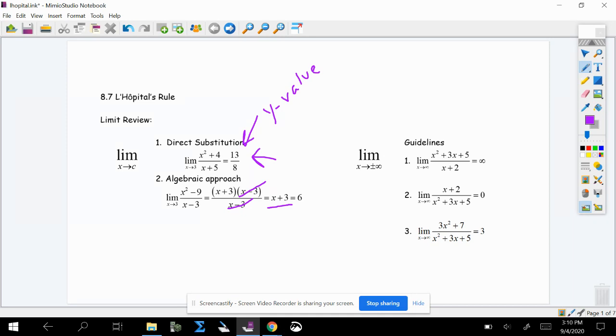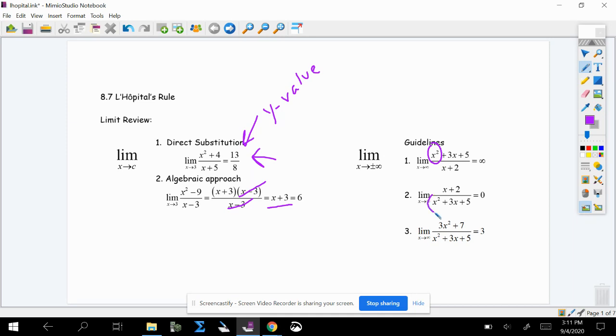We also had what's called limit guidelines. We did these in chapter 3. Limit guidelines were how we were evaluating limits as we go to either positive or negative infinity. And the key was we were looking at a rational function and we looked at the degrees. If the degree is bigger on top, like this one has a bigger degree on top, essentially what's happening is the top's getting bigger faster. It wins and beats the denominator, which means your entire thing gets bigger. So you go to infinity.